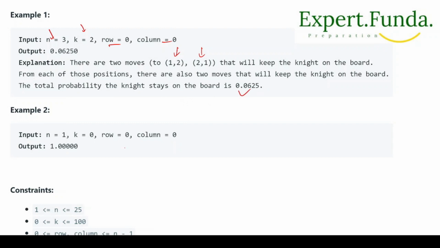Okay, next one is saying n equal to 1, k equal to 0. So how many moves will he make? I can see that only one possibility is there. Okay, so now we have understood what the question is saying.